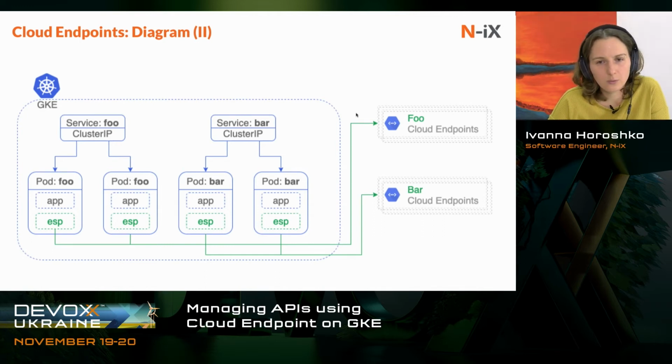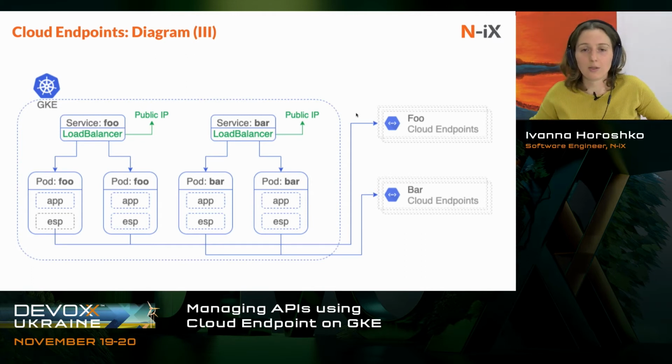But it's not exposed. I mean, you can see it's only cluster IP, so you can use it only inside of your GKE cluster. What can we do to actually expose it? The easiest way is to change the service type to load balancer, meaning that both of the services will get their own public IP address. And here you go. Now you have a public IP address you can hit, and then the cloud endpoint would provide all of the other functionality.